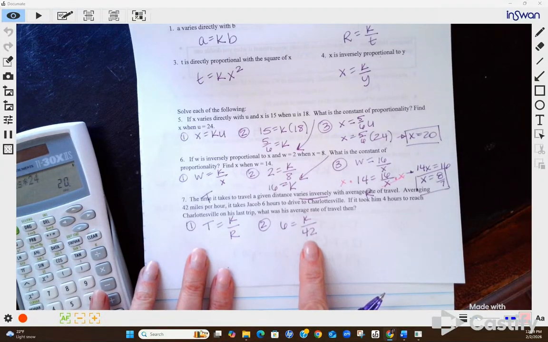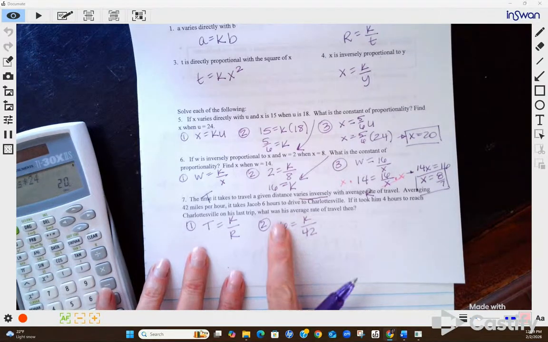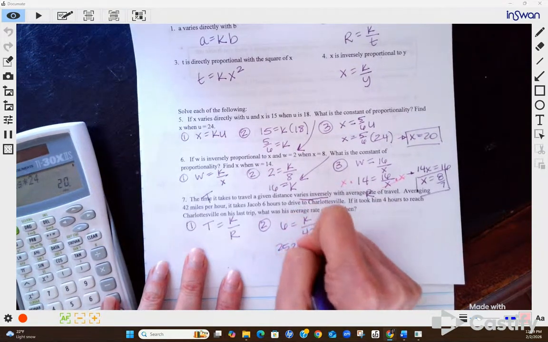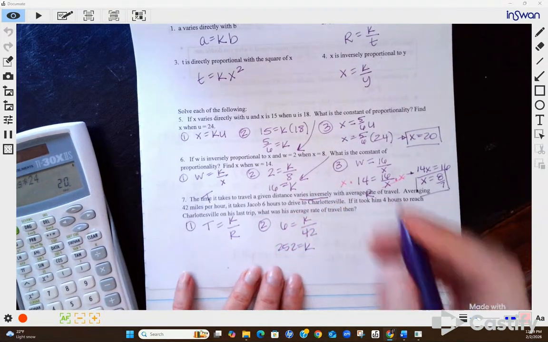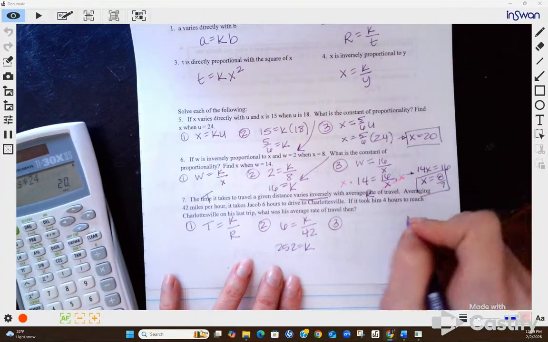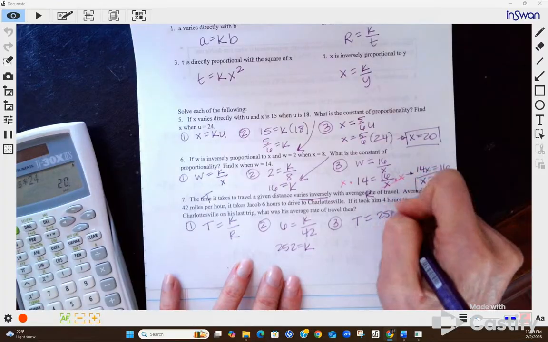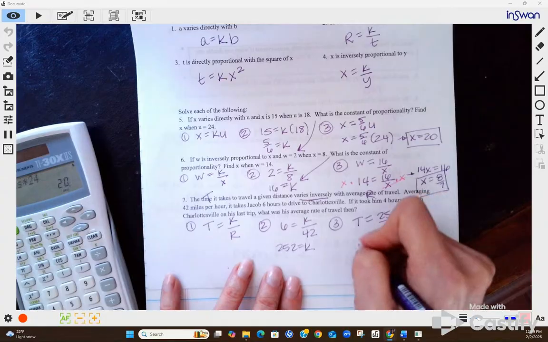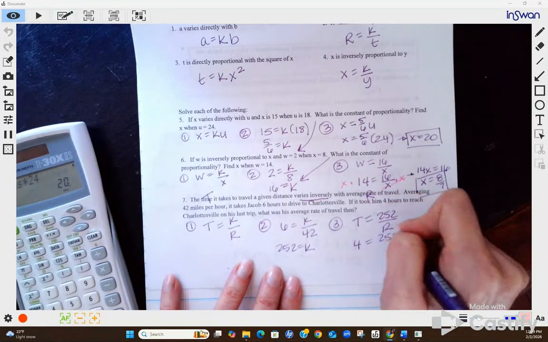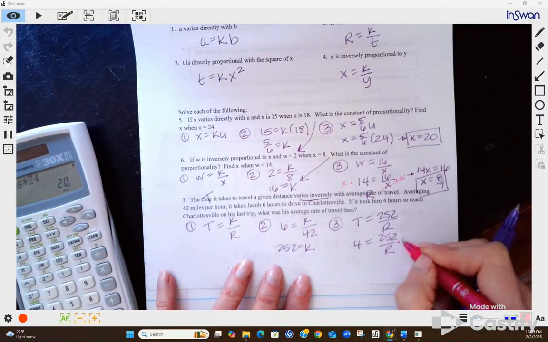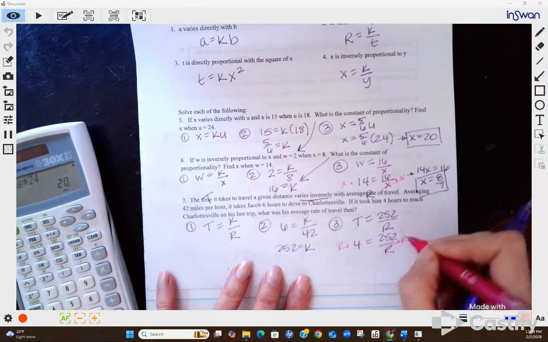Again, to move something, do the opposite. So K divided by 42, I would multiply both sides by 42. So 6 times 42 is 252 for the constant of proportionality. And then it took him 4 hours to reach Charlottesville on his last trip. What was his average rate of travel? 4 was the time. I'm trying to find the average rate of travel. So just like before, I need to move the R to the other side. It's being divided, so I want to multiply it.